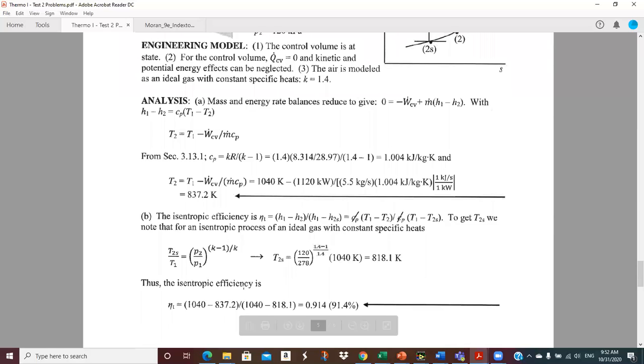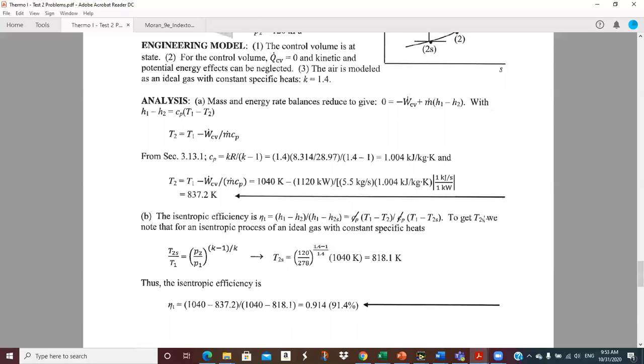Now, my definition of isentropic efficiency for the turbine is the actual turbine enthalpy difference, H1 minus H2, divided by H1 minus H2S, and this is the ideal turbine in the denominator. I can substitute in Cp delta T for both of these, and then the Cp's will cancel. So my expression for the isentropic efficiency of this turbine is T1, the entering temperature, minus the actual T2 exit temperature, divided by T1 minus the isentropic exit temperature.